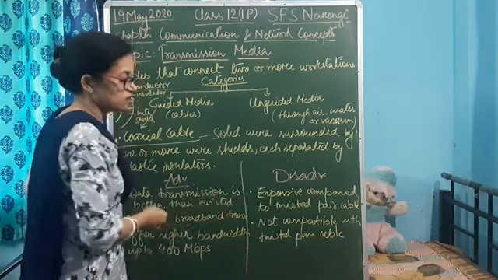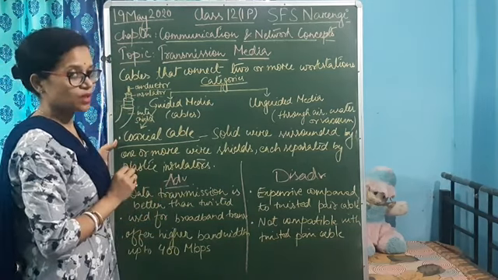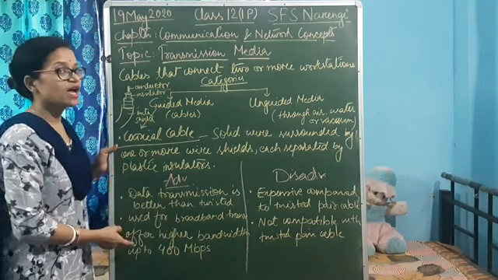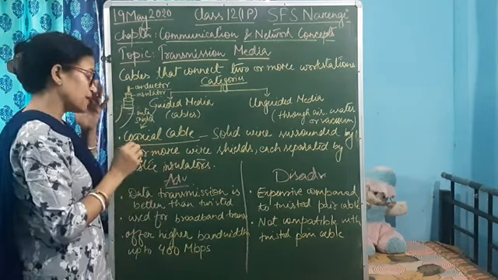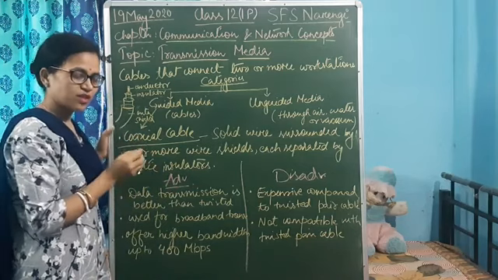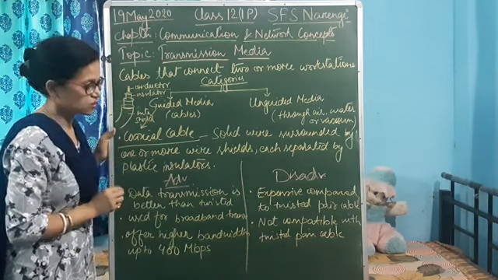The number one disadvantage is that it is expensive compared to the twisted pair cable. With twisted pair cable, we have the advantage that it is inexpensive, but in comparison to twisted pair cable, the coaxial cable is a little bit expensive. That's why it is expensive compared to twisted pair cable.